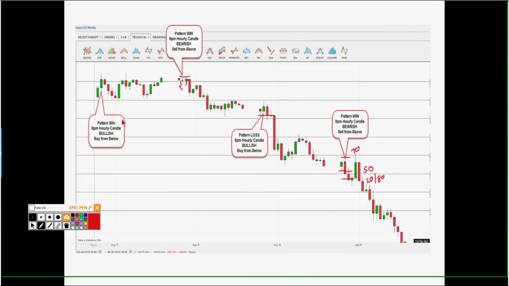This one here was a bearish doji. It kind of watched the next hour. It was all right. I took the sell on this one, and it wasn't violated to the upside.